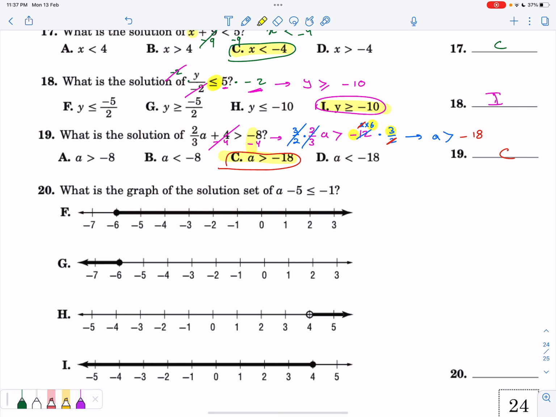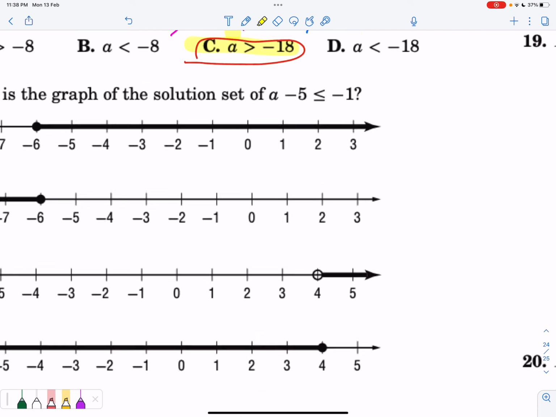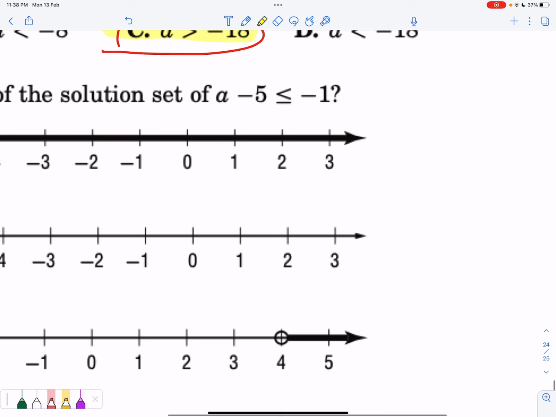Okay, now let's see question 20. What is the graph of the solution set of that? So we need to solve this inequality and choose the correct graph for it. Okay, we have the variable a minus 5. So we should do the inverse operation. We should add 5 to both sides.